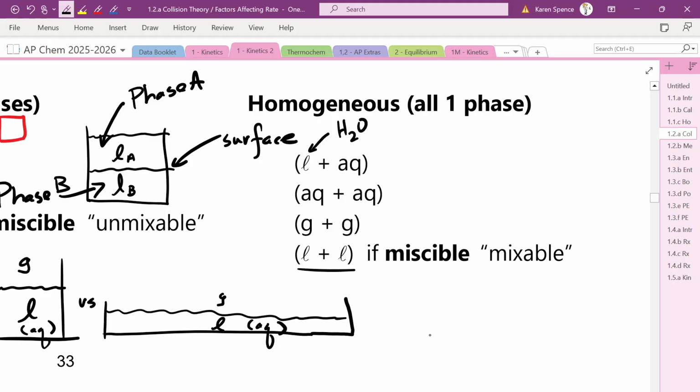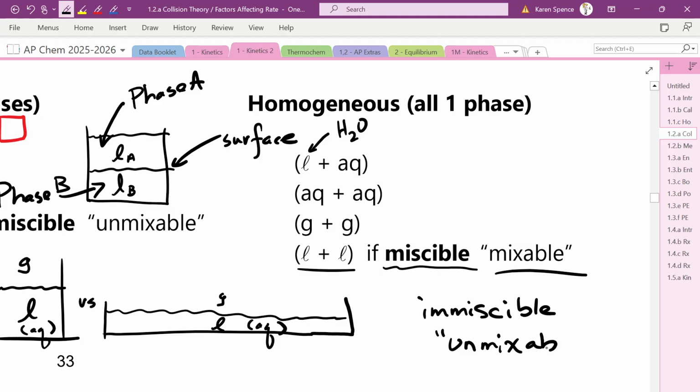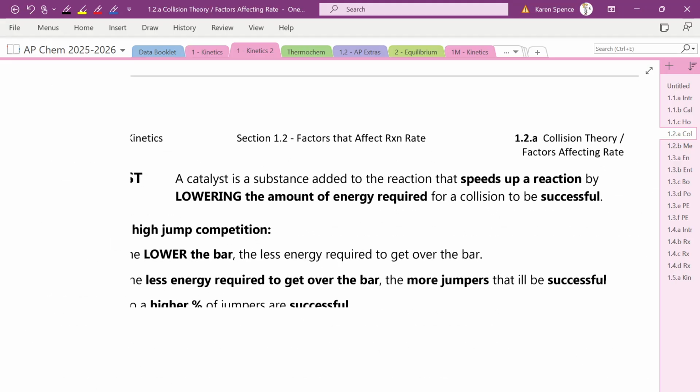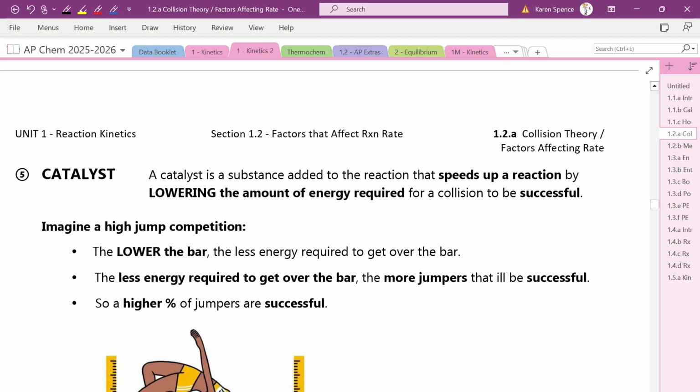If you have two liquids which are miscible, are you guys familiar with the word miscible? Miscible means mixable. Okay, immiscible means unmixable. And you should know those words. And we're going to skip ahead because we should get through a catalyst. All right? So, catalyst.